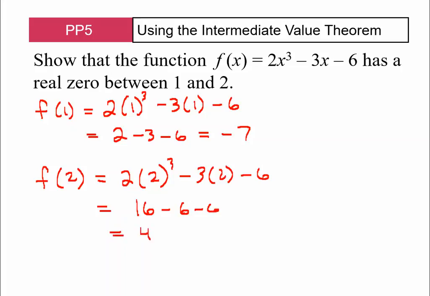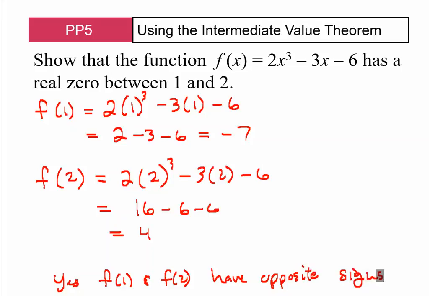So is there a real 0 between 1 and 2? Yes. The reason for it is because f of 1 and f of 2 have opposite signs. So then the full answer is, therefore, by the intermediate value theorem, there is a real 0.